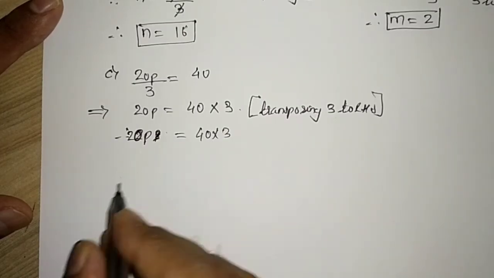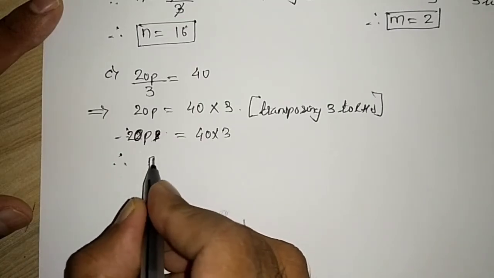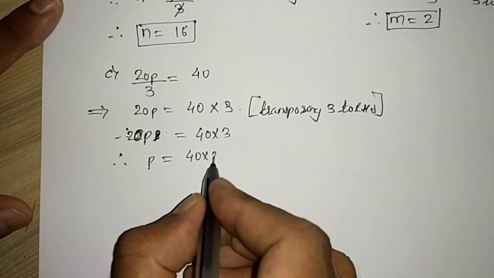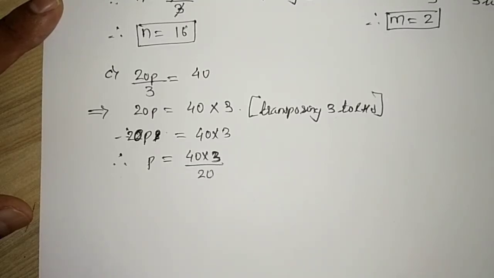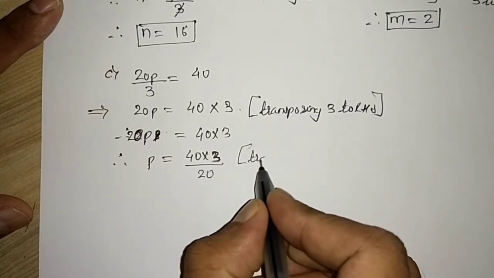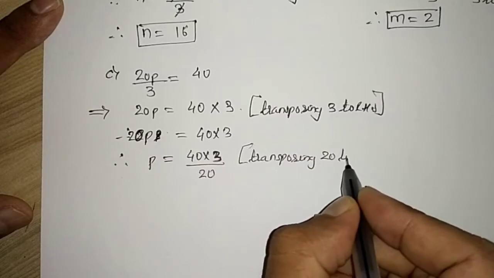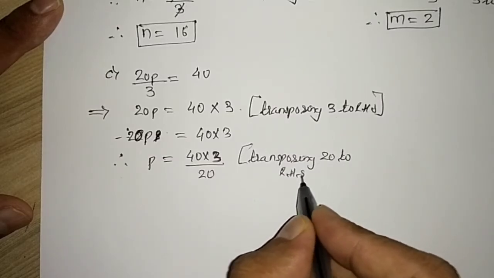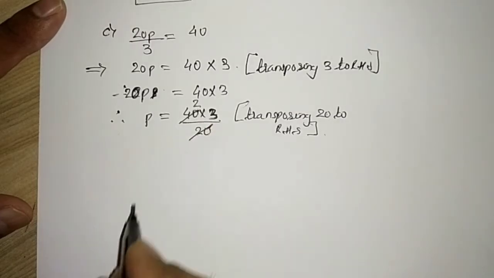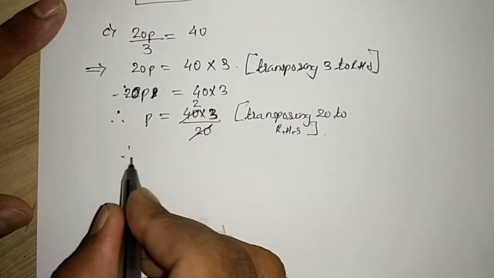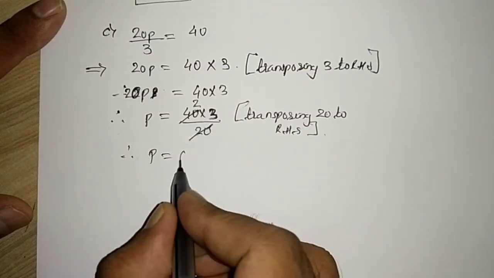Now 20 which is in multiplication with p, it will go in RHS and divide. So 40 into 3 will remain as it is, divided by 20. I will write transposing 20 to RHS. 20 1s are and 20 2s are. This is the reason why I have told you to keep it as it is. Therefore p will become 2 into 3, 6.